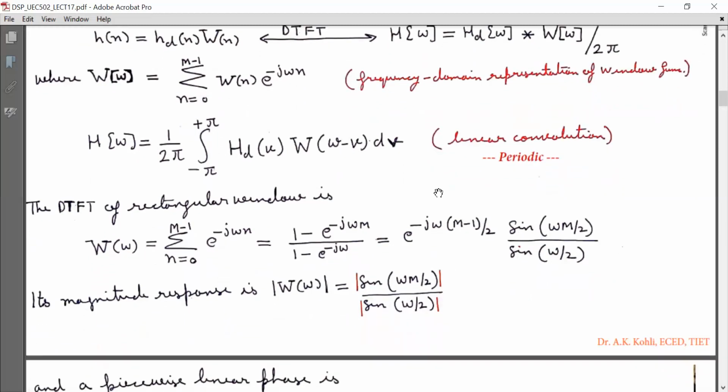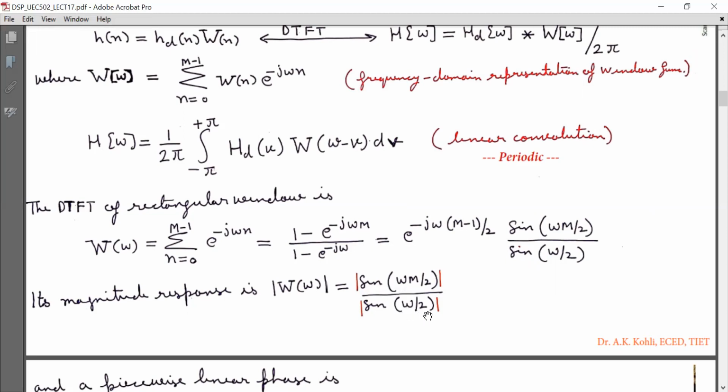Now we will focus first on the frequency domain characteristics of the rectangular window. For that, I will calculate the DTFT of the rectangular window, W(omega), which is equal to 1 minus e raised to minus j omega M over 1 minus e raised to minus j omega, equal to e raised to the power minus j omega (M minus 1)/2 times sine(omega M/2) over sine(omega/2).